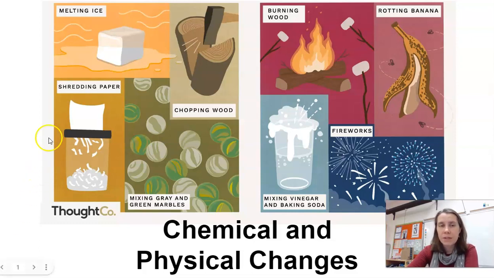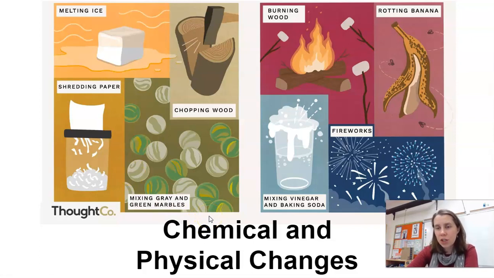So some examples of physical changes are melting. Any phase change is going to be a physical change, so that also would include boiling or freezing or evaporation, all of those. All right, anytime all you're doing is breaking the thing apart, like chopping wood or shredding paper, those are going to be physical changes. And mixing is always going to be a physical change, unless you notice some sort of indication that a reaction happens when you mix. All right.